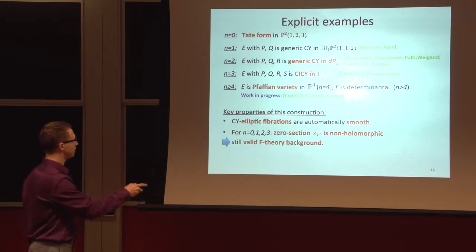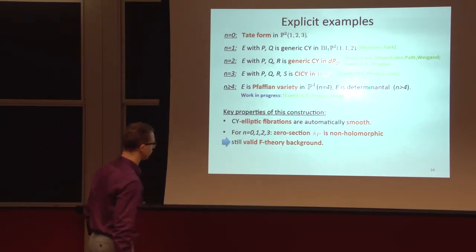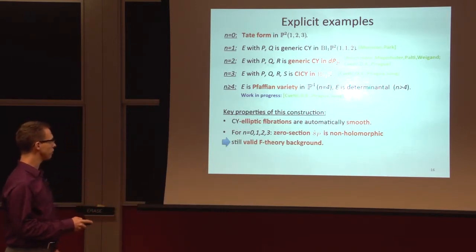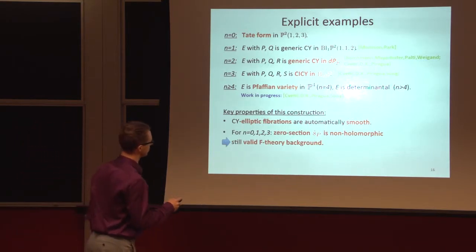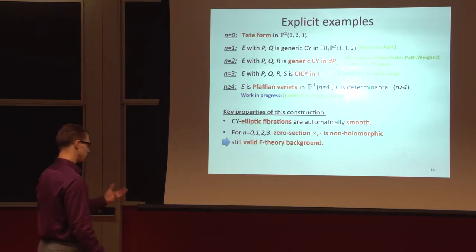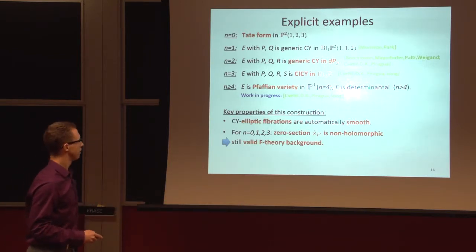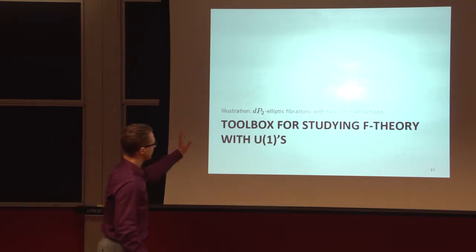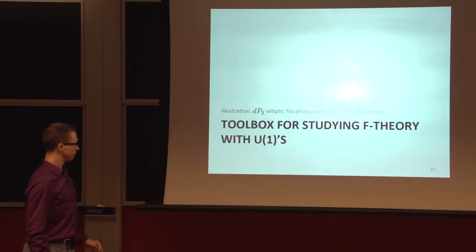So there are some key properties that I would like to highlight here. So first of all, elliptic fibrations constructed with these curves, these ambient spaces, are smooth. And in the most general case, actually, the 0 section happens to be non-holomorphic. So, nevertheless, these backgrounds define valid F-theory backgrounds.